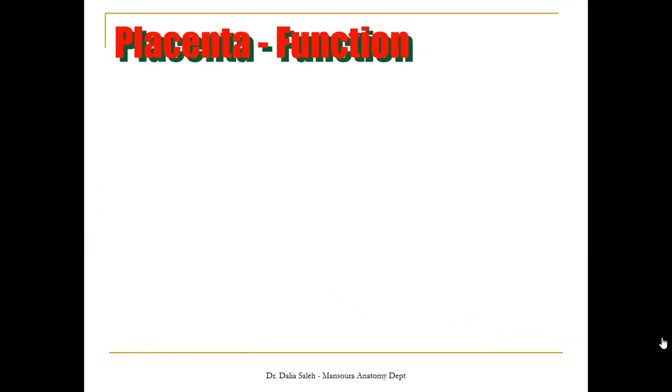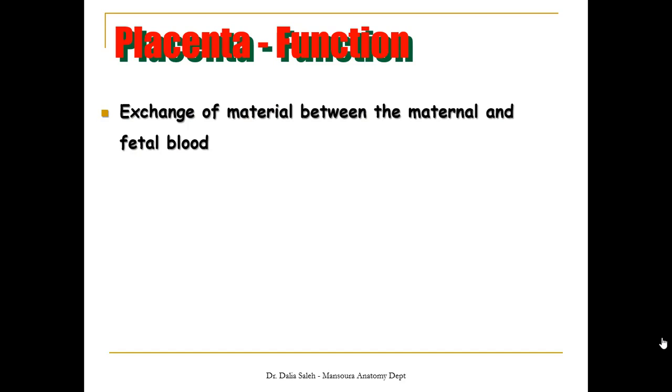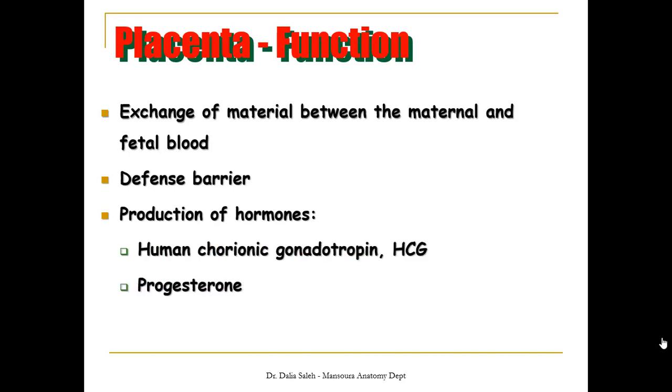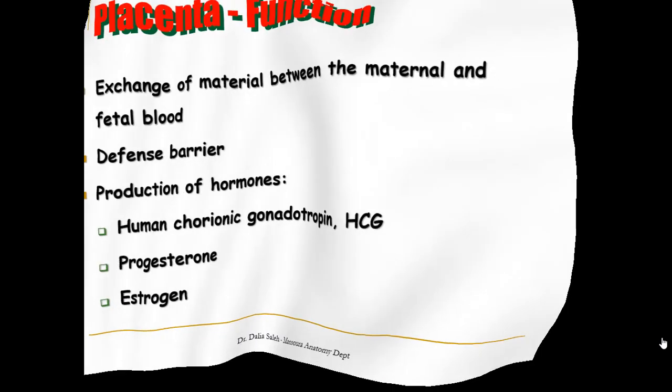So what are the functions of the placenta? The placenta acts as a means for exchange of material between the mother and the fetus. It acts like a defense barrier. It produces hormones like human chorionic gonadotrophin, progesterone, and estrogen.